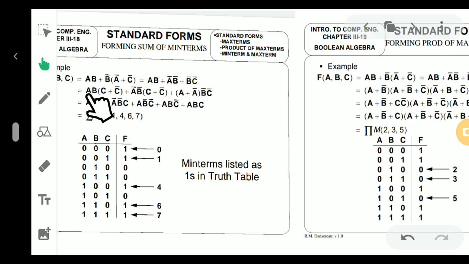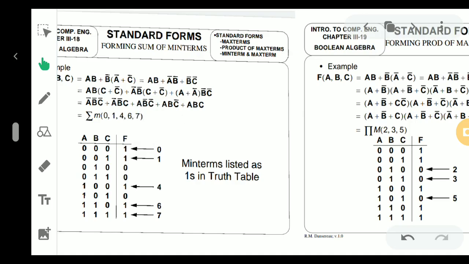If you have done that, then you multiply, then ABC, then ABC bar, then A bar B bar C, then A bar B bar C bar plus A B bar C bar plus A bar B bar C. So in this way we have written all the forms. And now from the minterm truth table you identify A bar B bar C bar means M0 value. So you are writing M0 plus M1 plus M4 plus M6 plus M7.